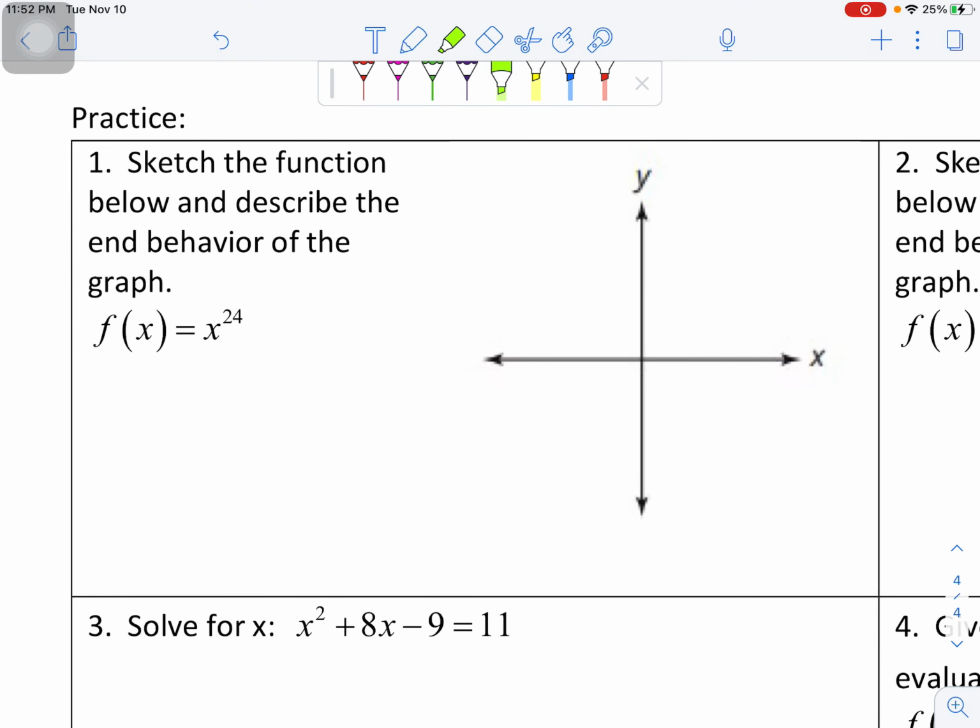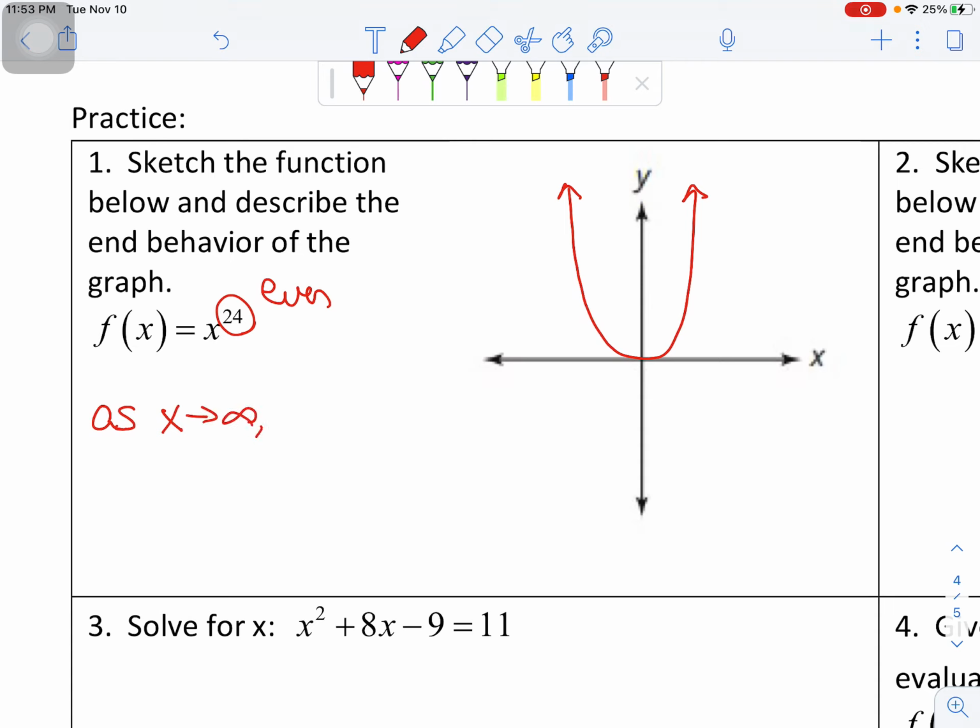So problem number one, sketch the function below, describe the end behavior. All right, so this is an even degree function, which means it is going to, in this case, A is positive, so we're going to draw something that looks like that. And now that we have the sketch, we can describe the end behavior.